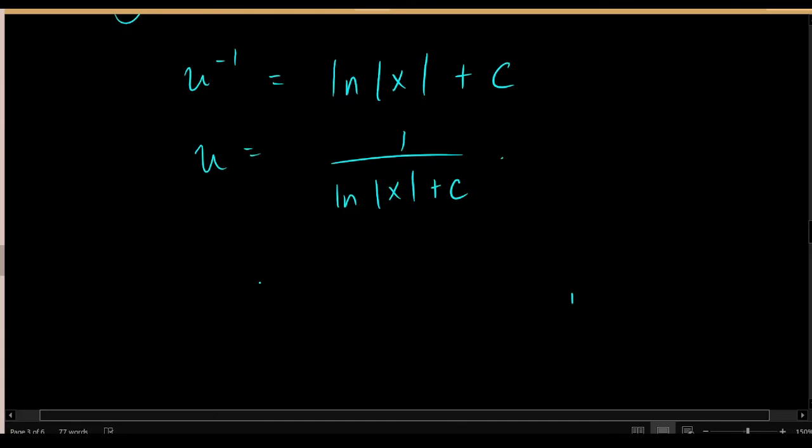So I've changed variables from y to u. As a result of that, it became separable. And now I have found the solution in terms of u. It remains to find the solution in terms of y.